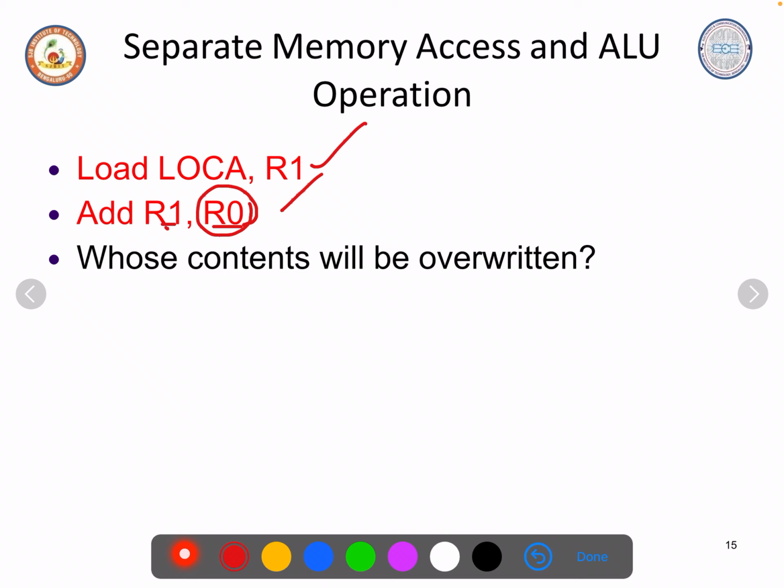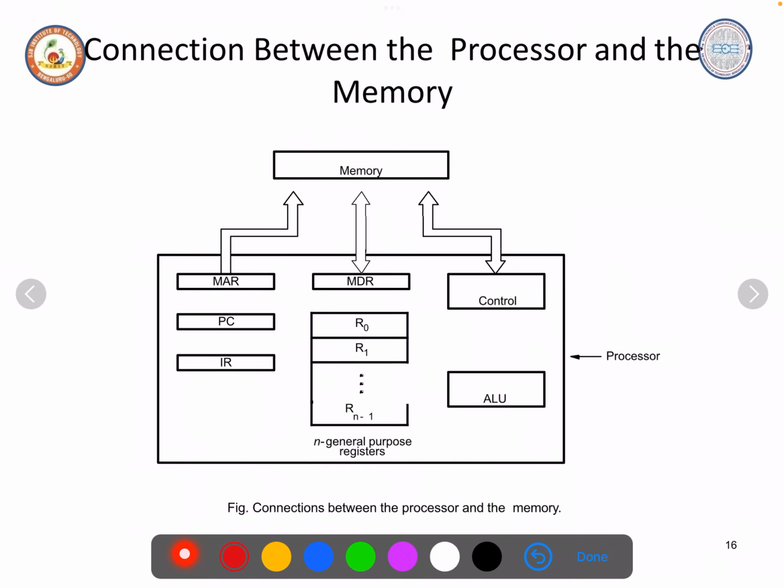Coming to this location, the first instruction says it is a load. So load the contents from location A, suppose in location A I have content 04, that will be fetched and stored into register R1, an internal register. So whose contents will be overwritten? In these cases register R1 contents will be overwritten, whereas in this case register R0 contents will be overwritten. Understood?